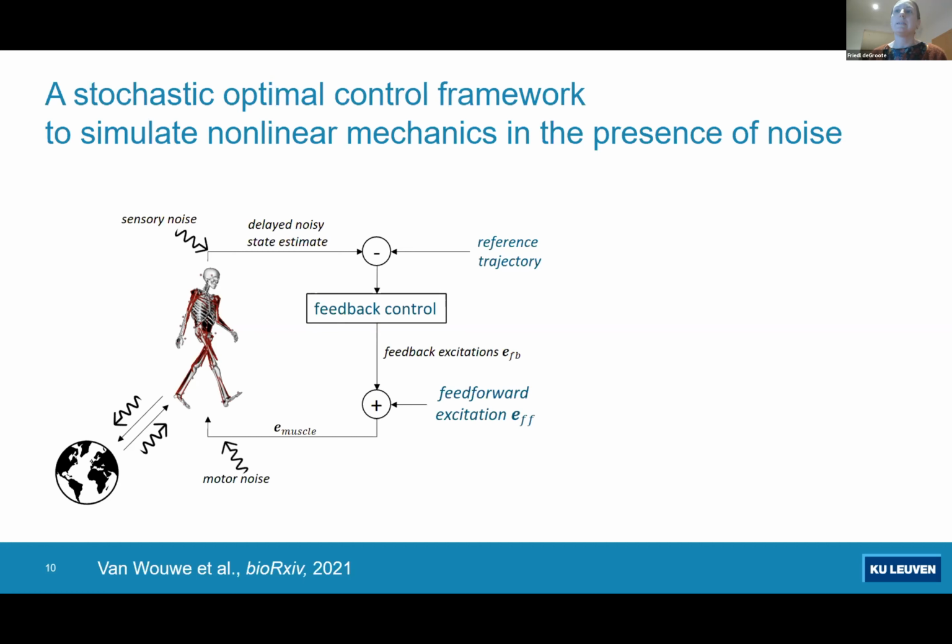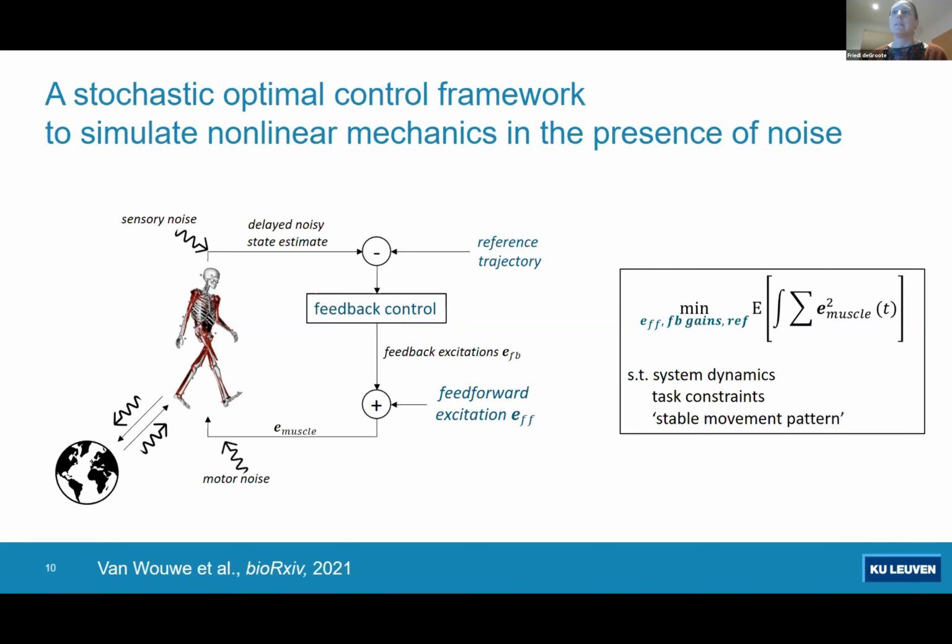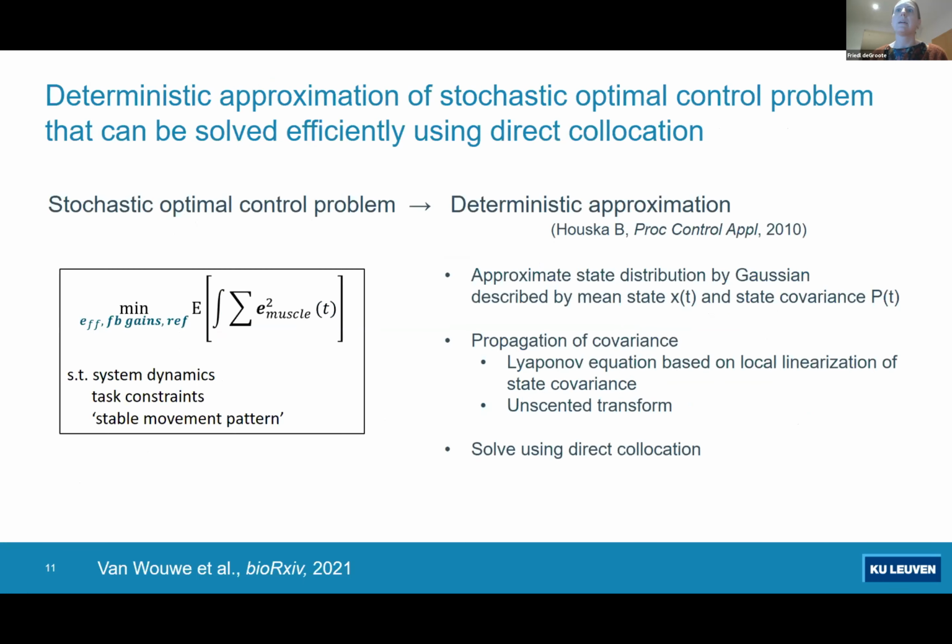The control policy is determined by the feed-forward excitations, the feedback gains, and the desired trajectory. We solve for these control parameters by minimizing expected effort, subject to the system dynamics and task constraints, while imposing that the movement should be stable. We can solve these problems efficiently by leveraging computational tools that have been successful to solve deterministic optimal control problems. And to this aim, we approximate stochastic optimal control problems by deterministic optimal control problems.